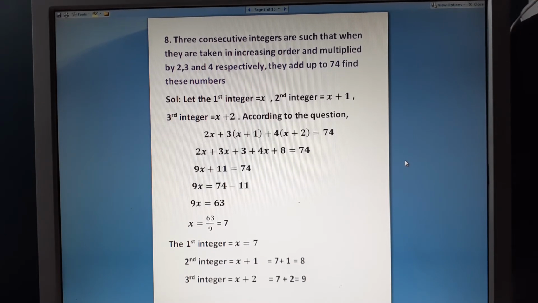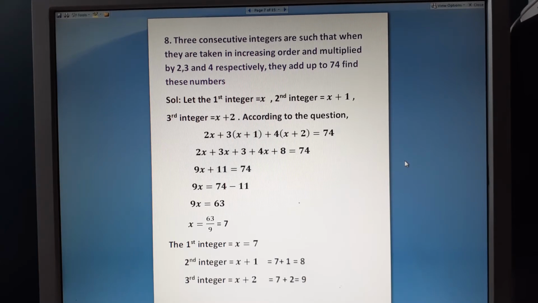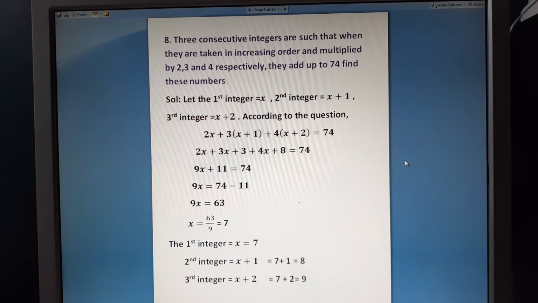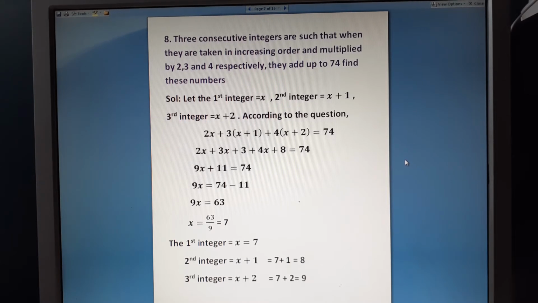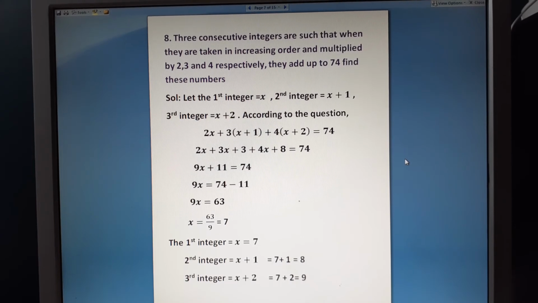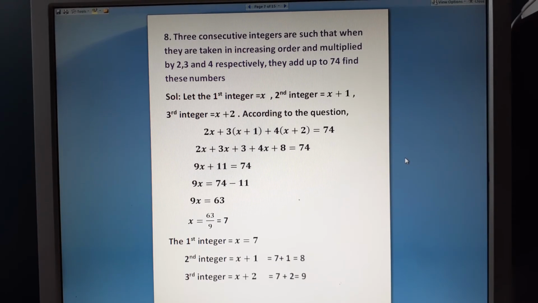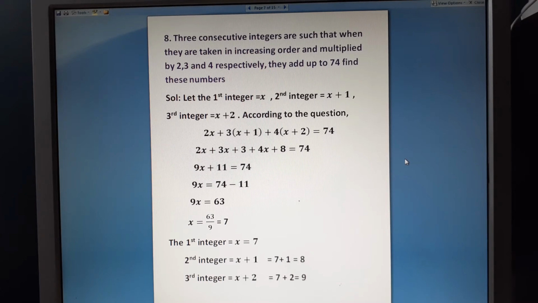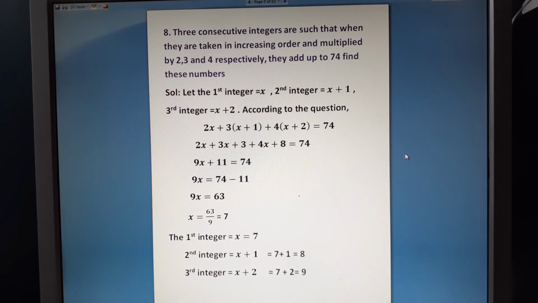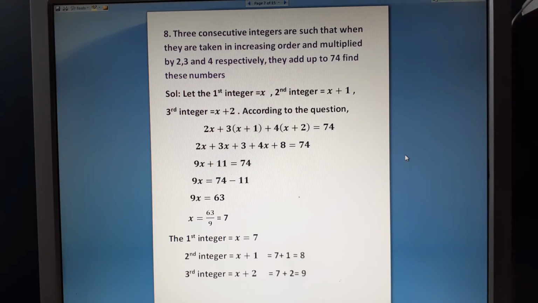2x plus 3x plus 4x is equal to 9x, plus 8 plus 3 is equal to 11. So 9x plus 11 is equal to 74. Now 9x is equal to 74 minus 11. Left hand side plus 11 comes to this side, it changes into minus 11. 74 minus 11 is equal to 63. 9x is equal to 63. x is equal to 63 divided by 9. That is equal to 7.